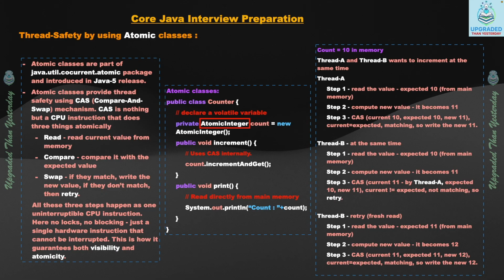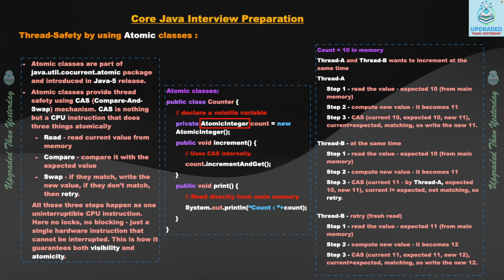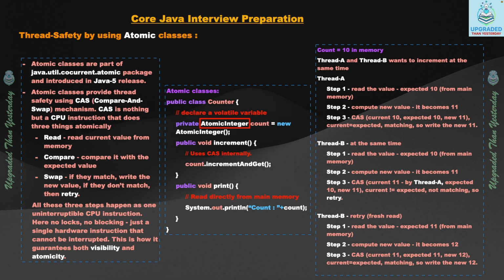Thread B retry. Step 1. Read the value from main memory. This time it will be 11, so the expected value will be 11. Step 2. Compute the new value by doing increment operation. So the new value will become 12. Step 3. Apply CAS mechanism. Here current value is 11, expected value is 11, so new value will be 12. Since current value is equal to expected value, write the new value 12 to the main memory. We could see retry logic has solved both visibility and atomicity issues.